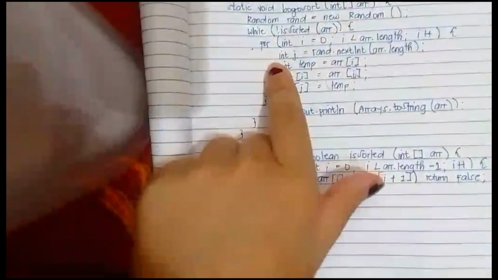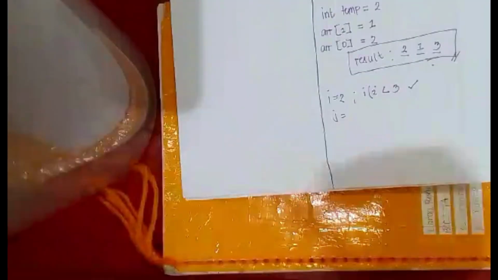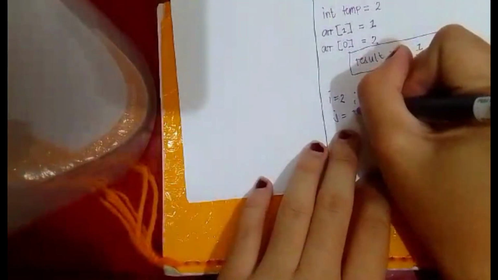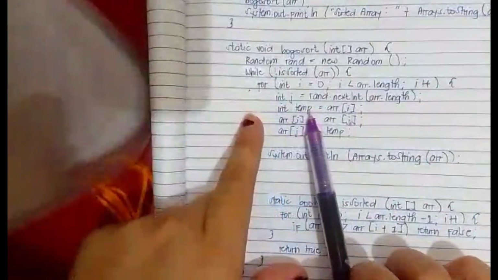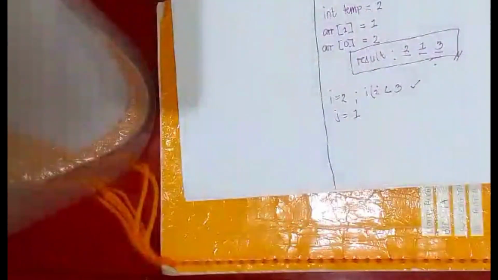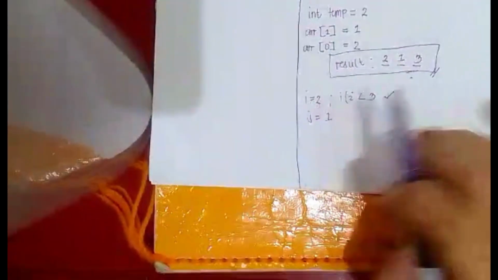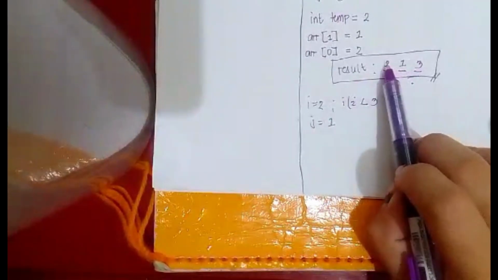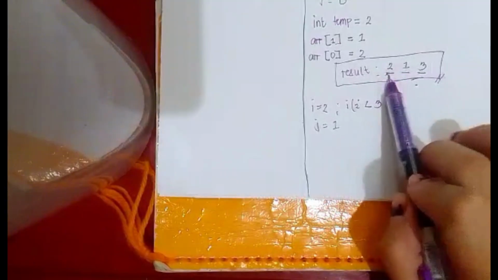So we pick another random value for J. Our value for J, let's put 1. After we get the value of J, we go back to int temp, which is equal to the value of array I, so the value of array I is 2. So it is 2. So we have the index of the result array of 1, 0, 1, 2.